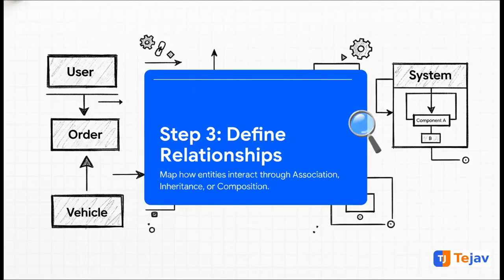So, your objects don't just exist in a vacuum, right? They have to interact. This step is all about drawing the lines between them. For instance, is a car a type of vehicle? That sounds like inheritance. Does a user have an order? That sounds like composition. Mapping these relationships out is key to building a system that actually makes sense.